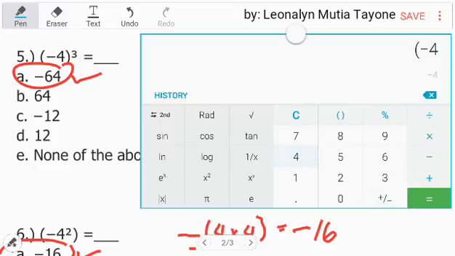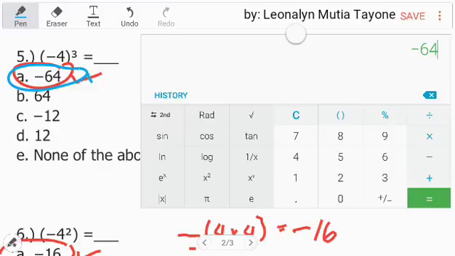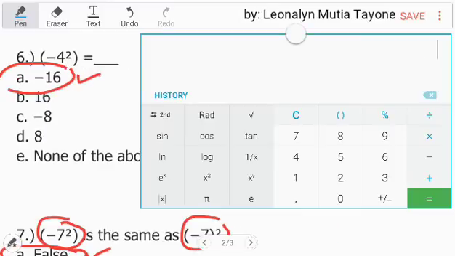Number 5. Negative 4 raised to 3. So, let us delete the unnecessary parentheses. It is the same now. The negative 4, both inside the parenthesis, before it is raised to 3. The answer here is negative 64. So, correct.